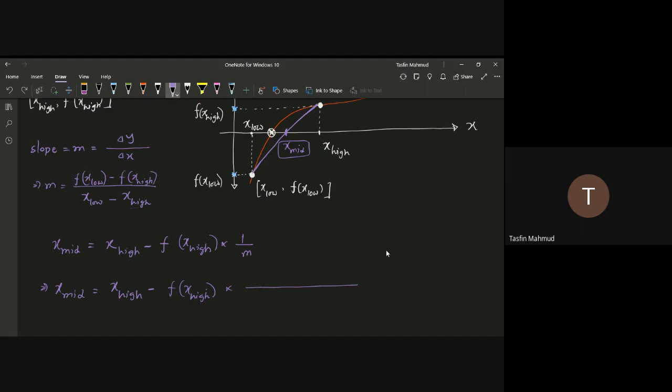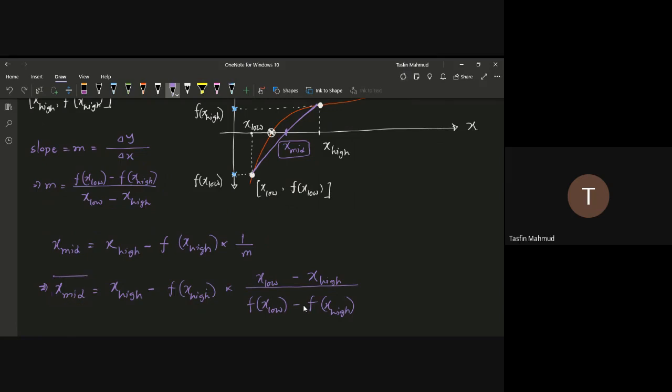So x low minus x high, divided by f of x low minus f of x high. Okay, so it would be our new x mid. It would be our new x midpoint.